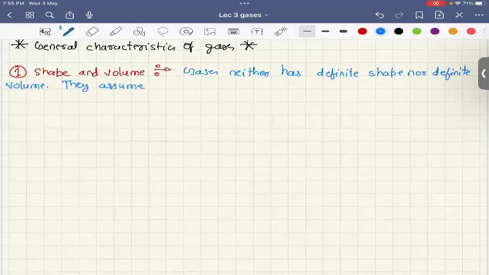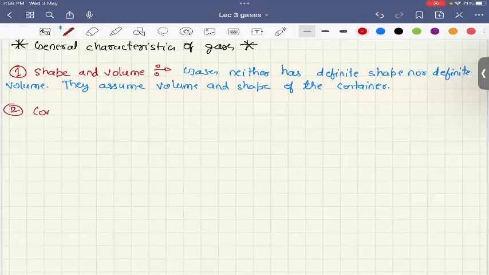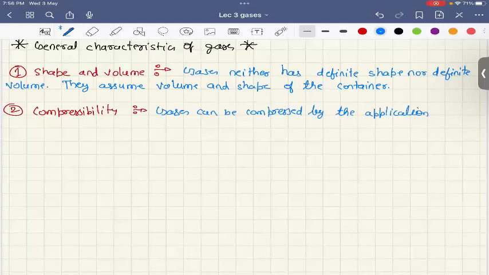They assume the volume and shape of the container. Compressibility: gases can be compressed by application of external forces, that is, application of external pressure.